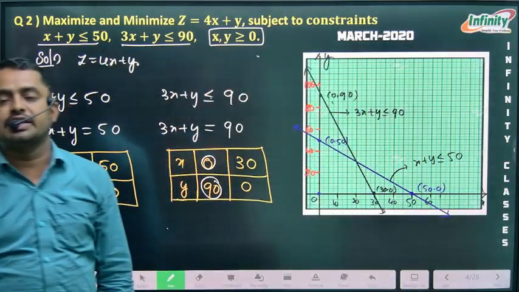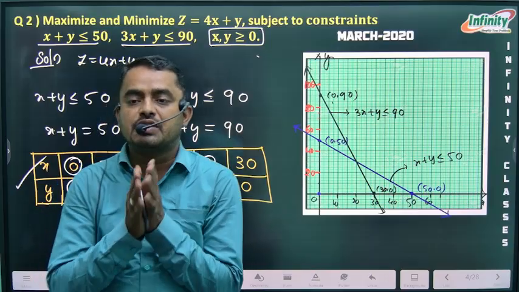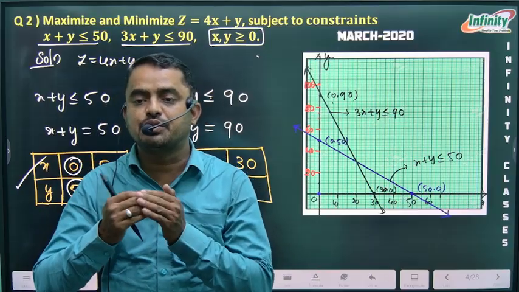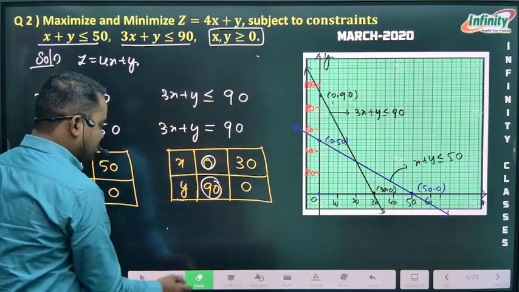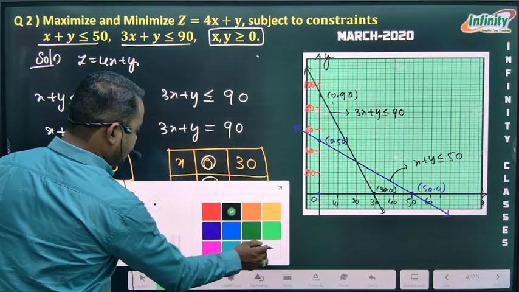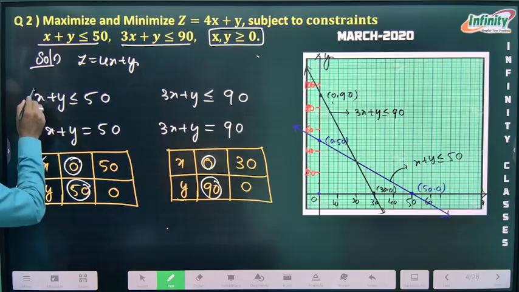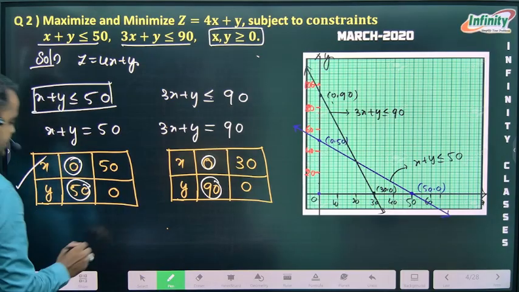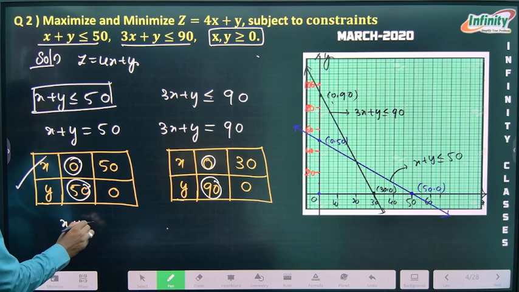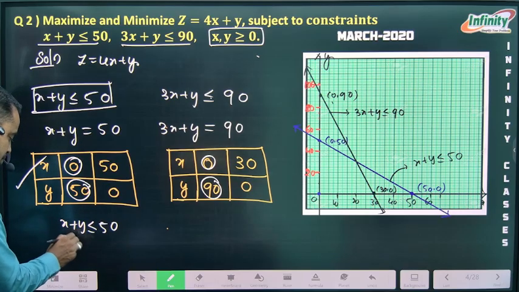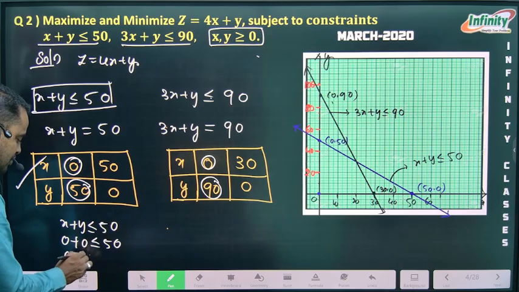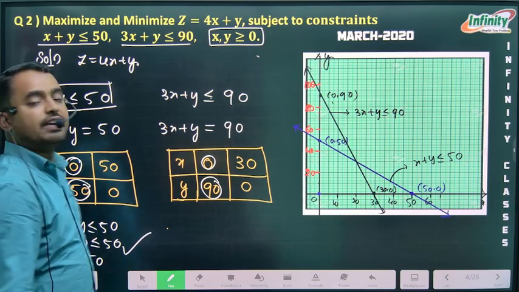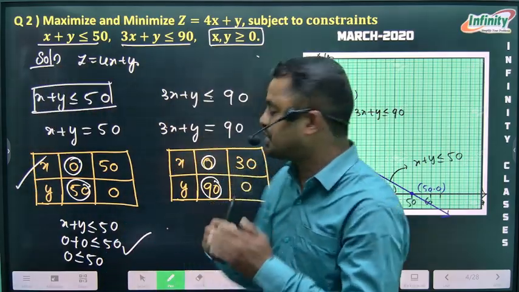Now after drawing the graph, we need to test whether the solution lies towards the origin or away from the origin. So how to do this? Again we have to write the inequality here and take a test point. For the first one we write this inequality, that is x plus y is less than or equal to 50. Put x is 0 and y is 0. 0 plus 0 is less than or equal to 50. Then 0 is less than or equal to 50. It is true. If it is true, what does it mean? The solution lies towards the origin.